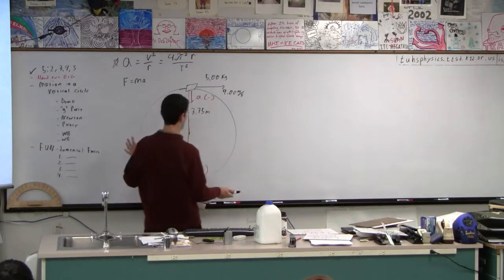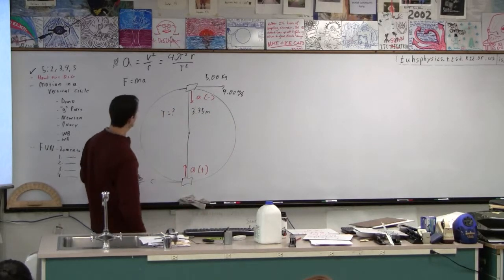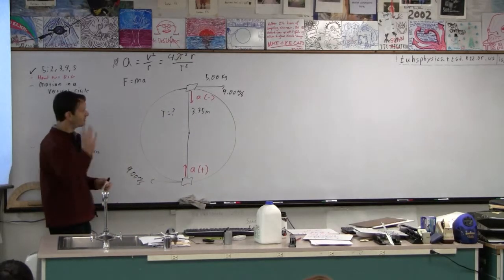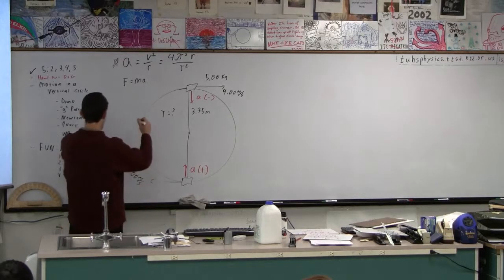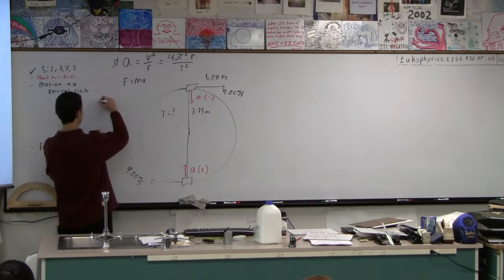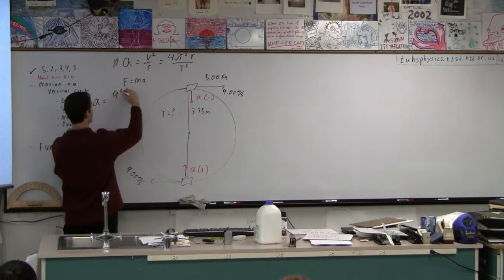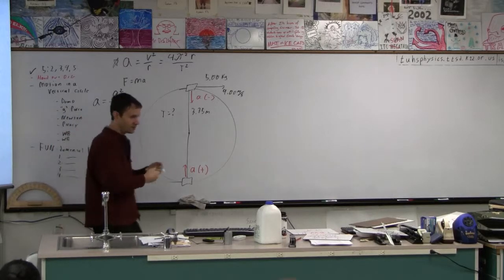But having said that, let's have at it, right? So what do we have to calculate? What's the first thing we should do, probably? Find the acceleration. Yeah, it's not a bad place to start. So the acceleration of this thing is going to be v squared over r, so it's 9 squared divided by 3.75 meters. What is that?